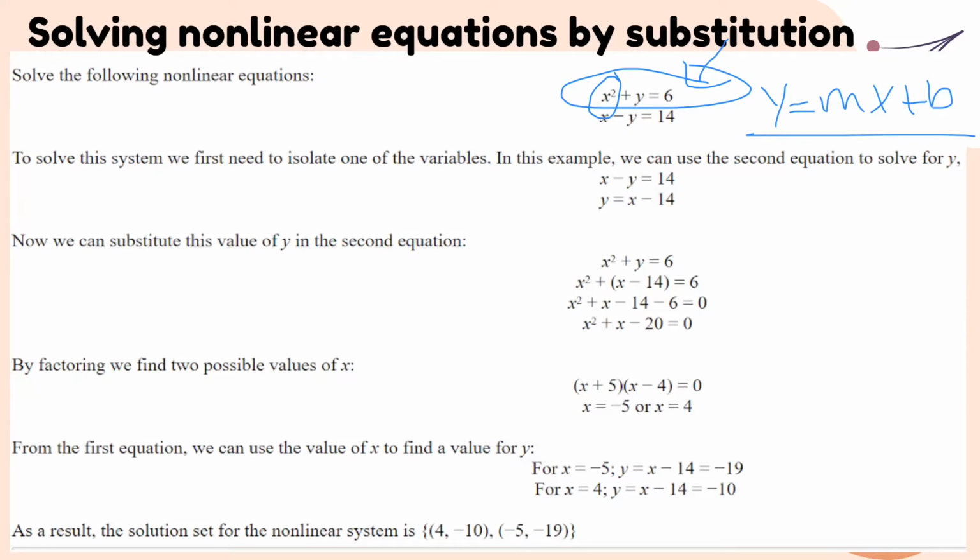So the first type, and I would say the most used method, is substitution. This is something that we also use for solving simultaneous equations or solving linear equations. Substitution and elimination are the base of all the methods that we use to solve linear or nonlinear equations. All the other methods stem from them.